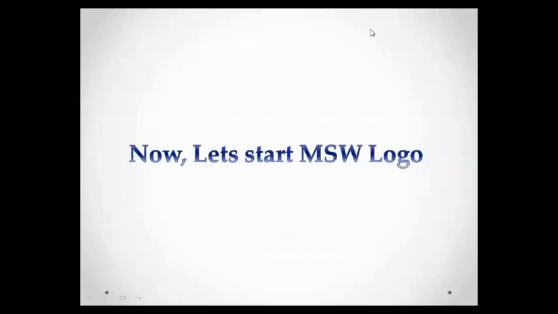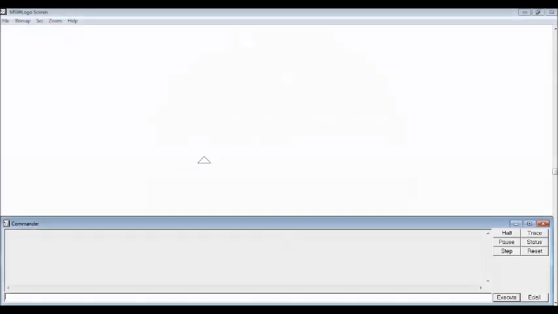So now let's start MSW and start exploring these commands. As you can see, we have already started Logo. So let's start working. First of all, I am drawing a line by giving the command FD100. Can you see the turtle moved from this place to this place, and while moving, it made this line. It left the trail behind.